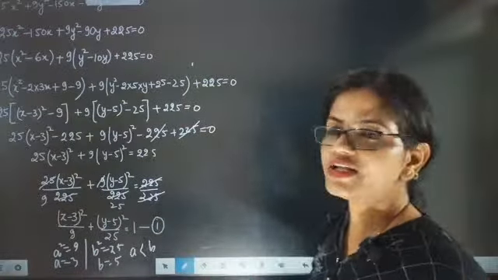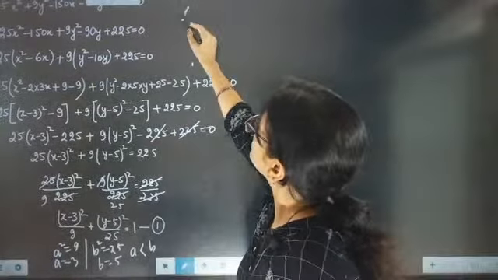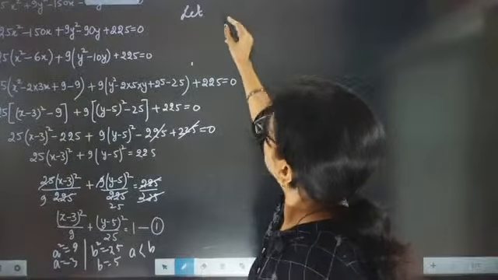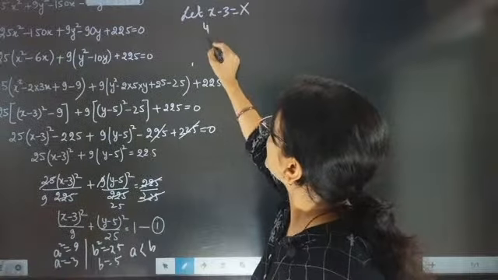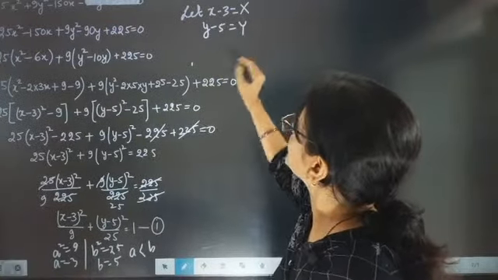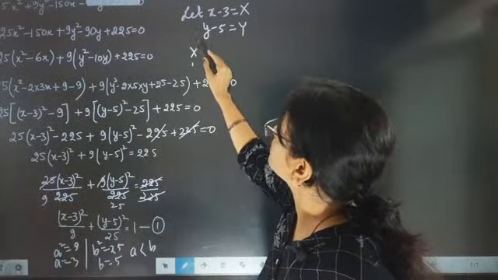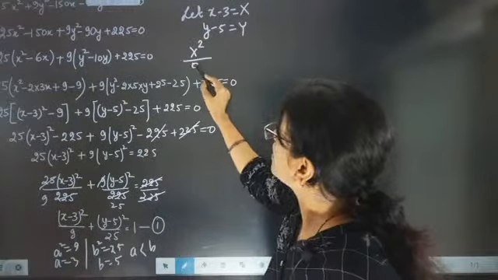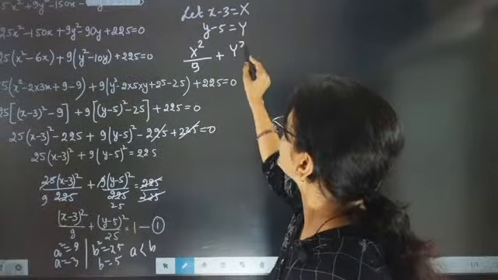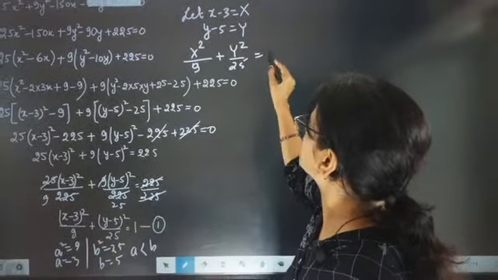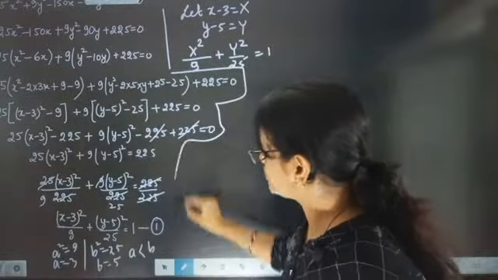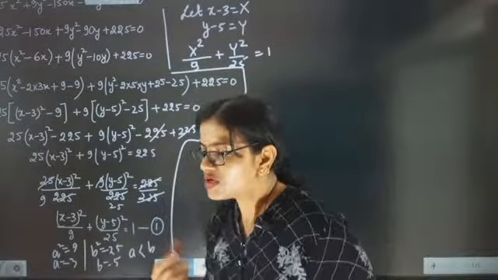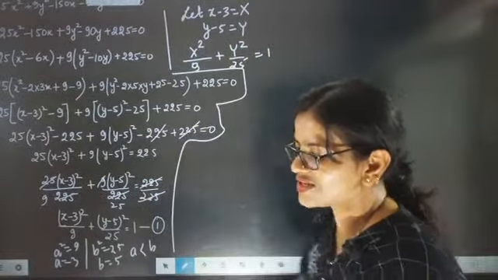So we have done already this part. Now we are going to write, let x minus 3 be equal to capital X and y minus 5 be equal to capital Y. So the equation of the ellipse will become X square by 9 plus Y square by 25 equal to 1. I'm just doing this so that there should be no confusion. Fine. So once we have done, the center is coming as 3, 5.